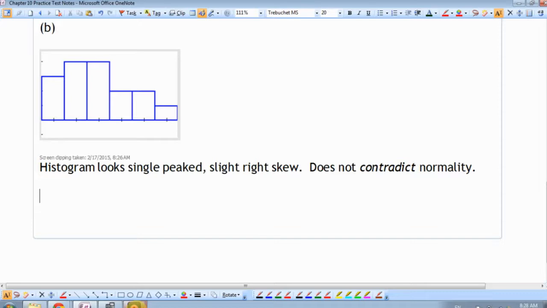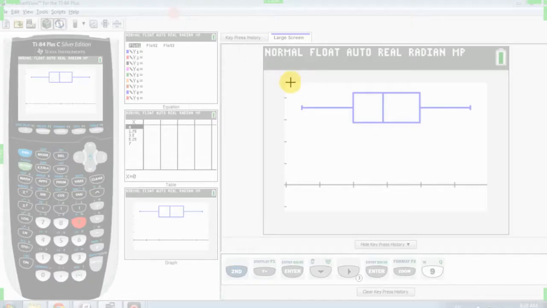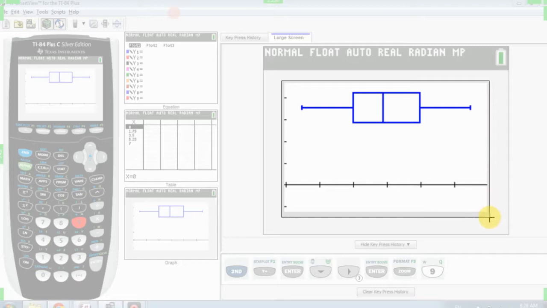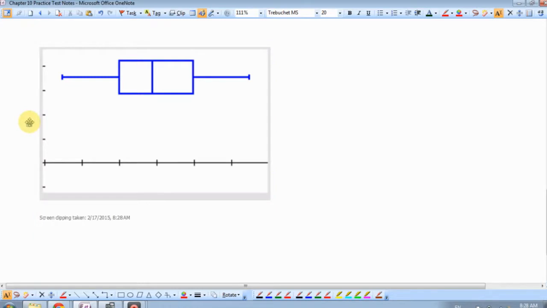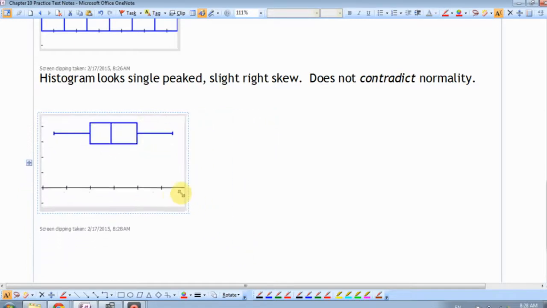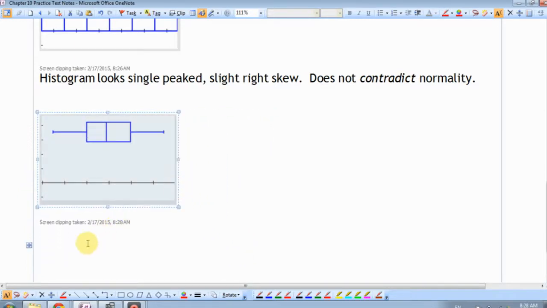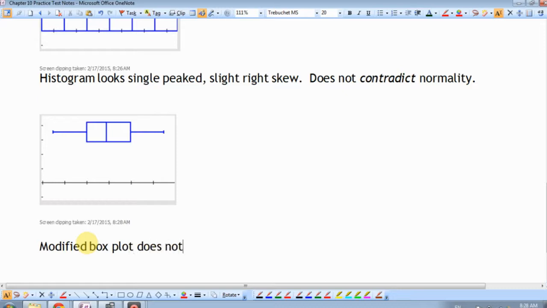So let's take a look at that. Most importantly, no outliers. The modified box plot does not show outliers. That's good.